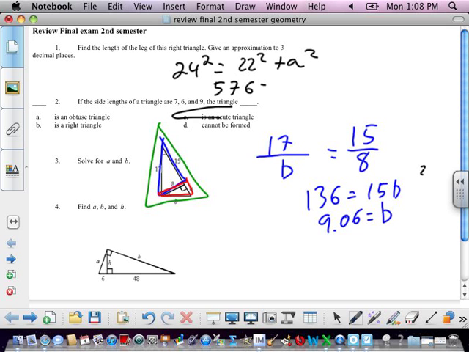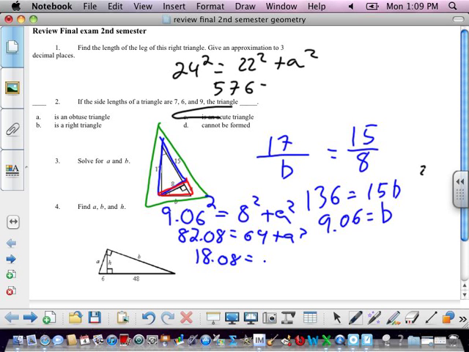Okay, at this point you can totally do the Pythagorean theorem. You could go 9.06 squared equals 8 squared plus a squared, and then figure out what it is. So 9.06 squared is 82.08, which equals 64 plus a squared. And then we're going to subtract 64 from both sides, and we get 18.08 equals a squared, and then we're going to take the square root. And we get 4.25. Or round up to, yeah, 4.25.